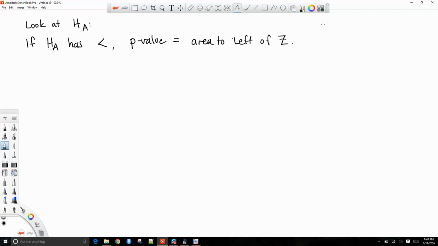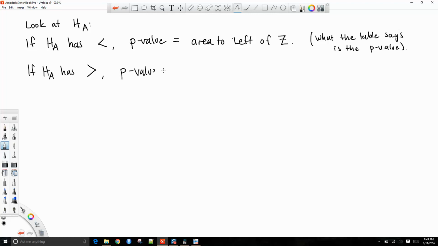Okay, which means you just look up the z in the table, and what the table gives you is your p-value. Okay, what the table says is the p-value. Okay, if the alternative has a greater than sign, then the p-value is equal to the area to the right of z. Okay, so what do you do? The p-value is 1 minus the value in the table.